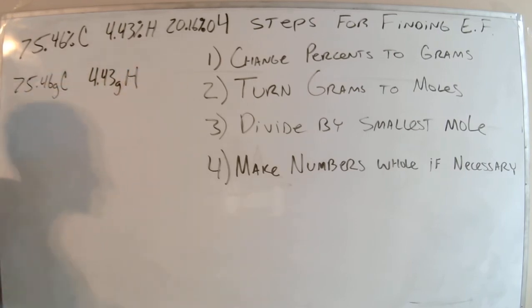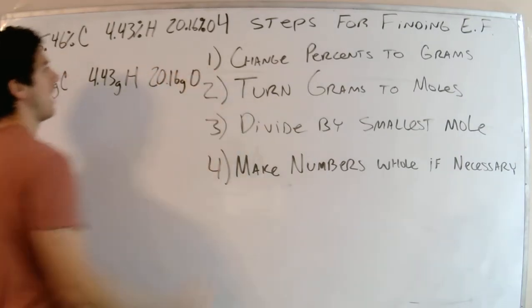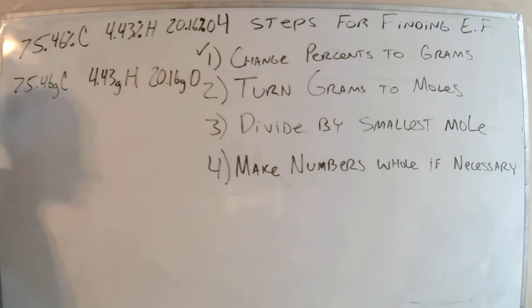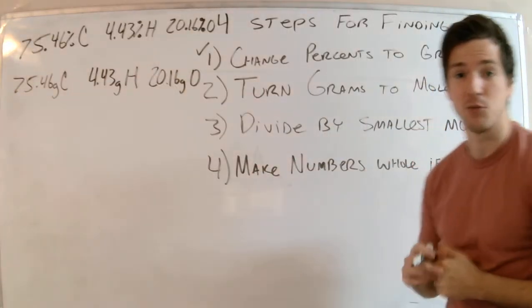And same with oxygen. I'm just going to say I have 20.16 grams of oxygen. So step 1 is complete. Okay? So that's it. We just treat it like it's a 100-gram sample of our compound, and we change all those percents to grams. Next up, I need to turn grams into moles.